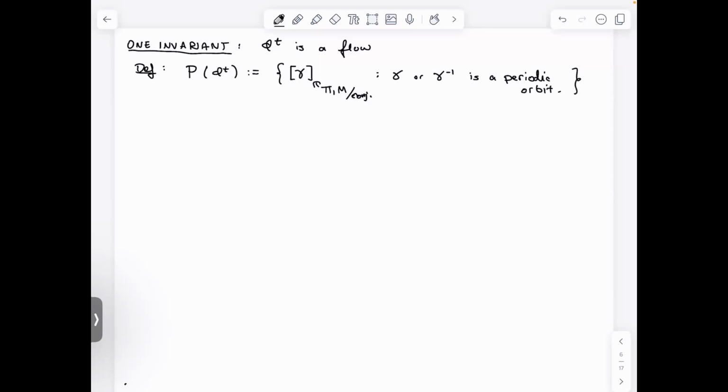So that's kind of the first thing I could write down. I don't care if these are linked or unlinked or anything like this. I'm not counting multiplicity, I just want a list of free homotopy classes that I see.